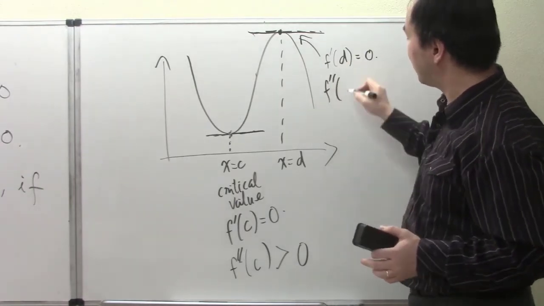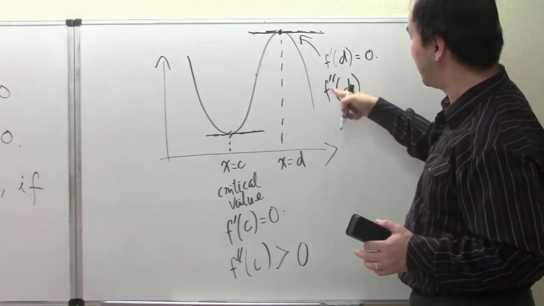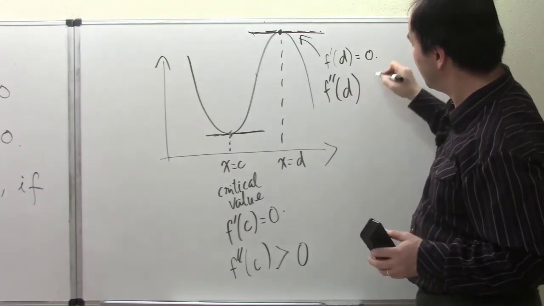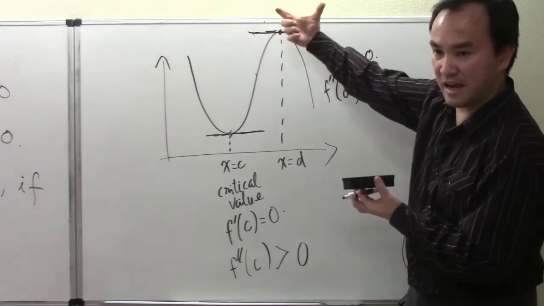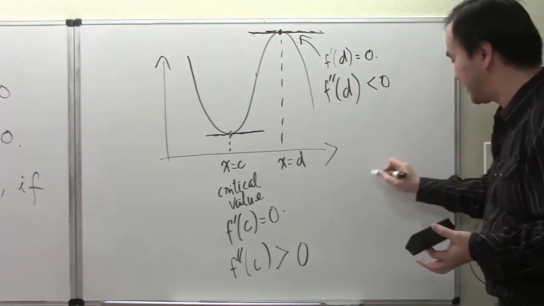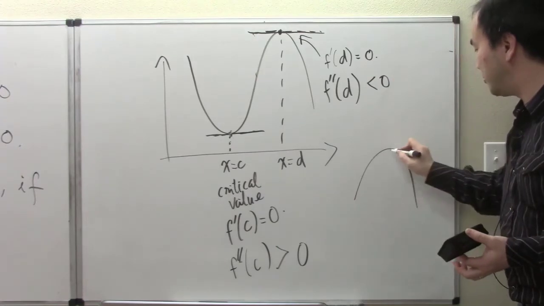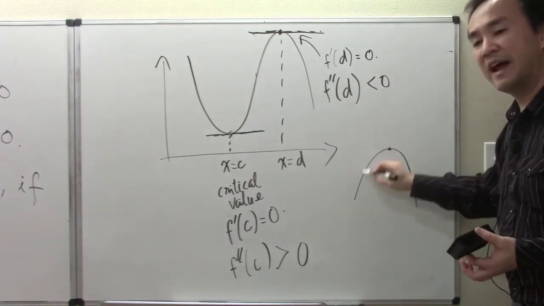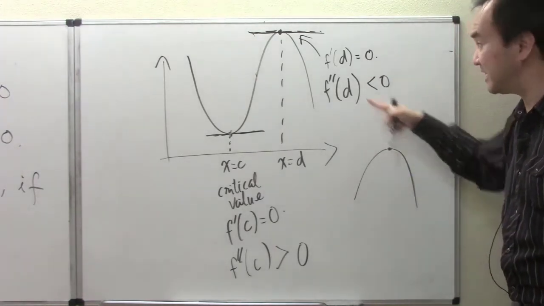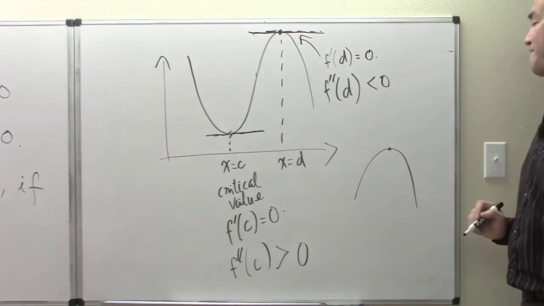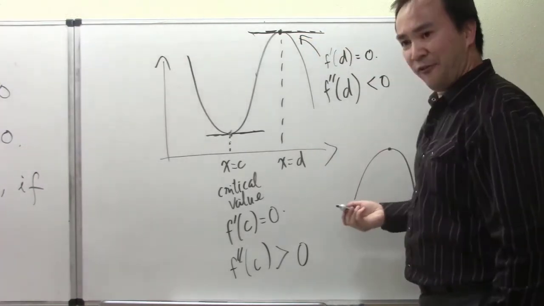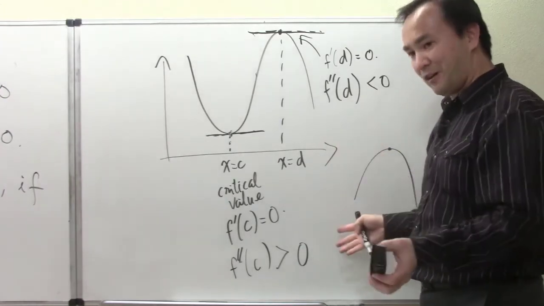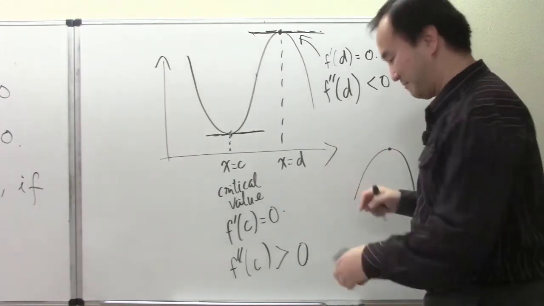So what I recognize here is f double prime at d should be negative, because the graph here was concaving down. See, and that's the way it is. When your cup is pointing down, then it can only have a highest peak, and that highest peak is what we call the maximum. Now we have a formulation, and we call this the second derivative test.